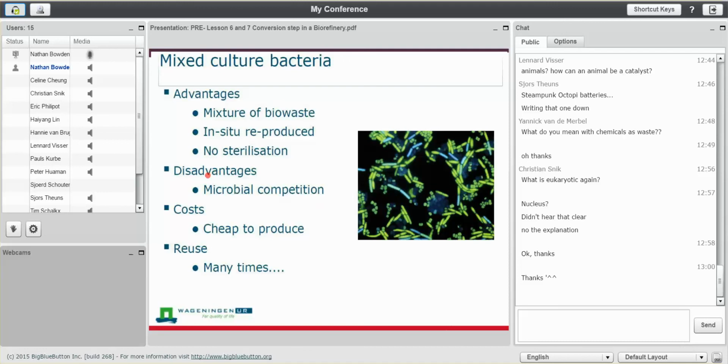The disadvantage is microbial competition. So you have a mixture, and some will perform better than others. They're very cheap to produce and can be reusable many times.